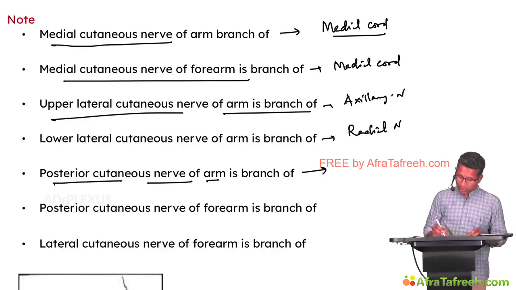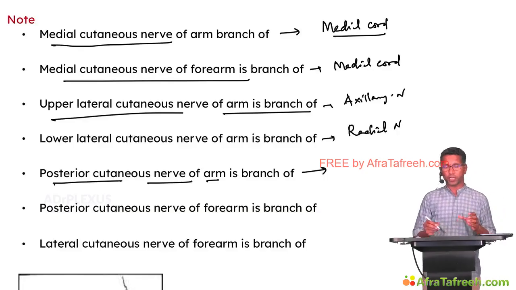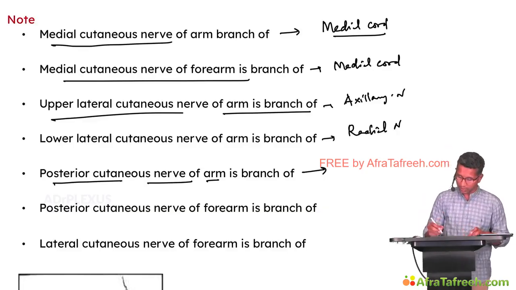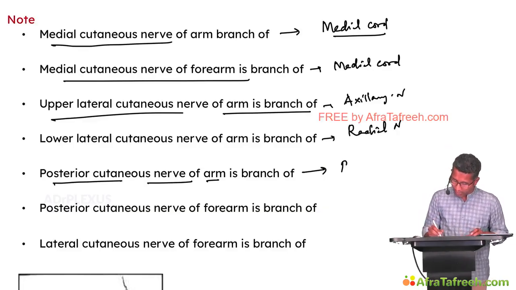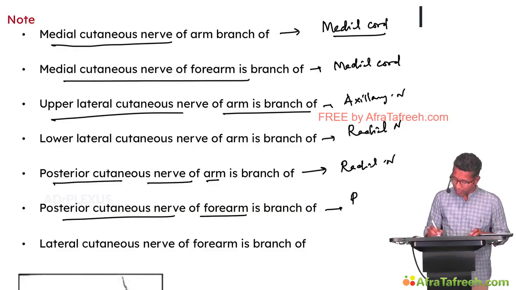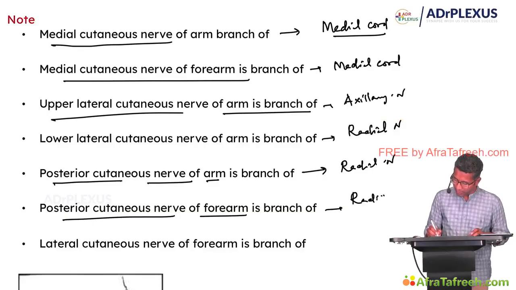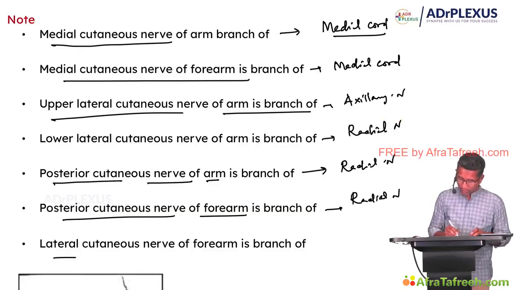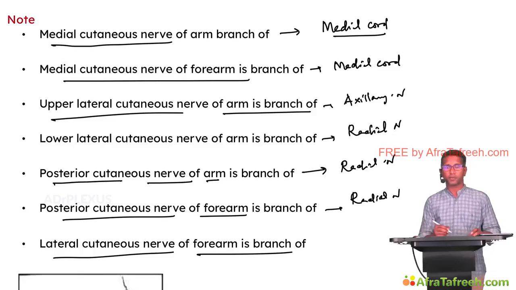So posterior cutaneous nerve of arm is a branch of, guys. Yes, it is a branch of radial nerve. Posterior cutaneous nerve of forearm is again a branch of radial nerve. Now comes the twist. Lateral cutaneous nerve of forearm is a branch of lateral.